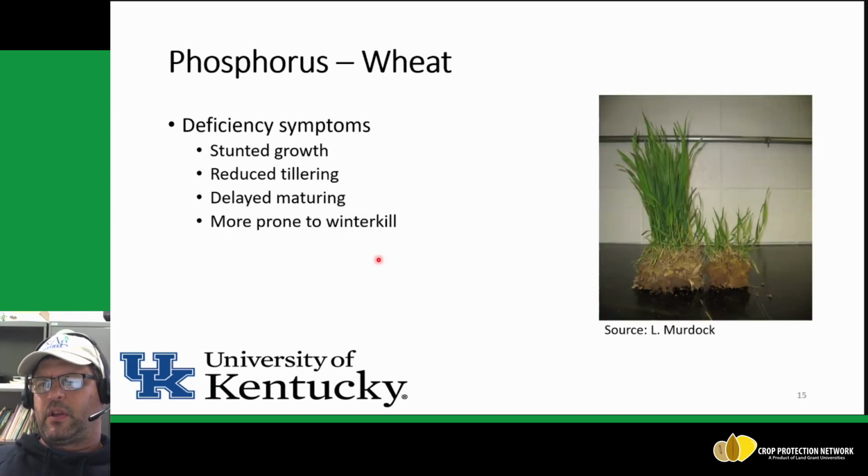Moving on to wheat. It's the same thing, stunted growth. We'll see reduced tillering. It's not producing as many tillers, delayed maturing, and it's more prone to winter kill. We can see this is severely stunted compared to this wheat with sufficient phosphorus available.